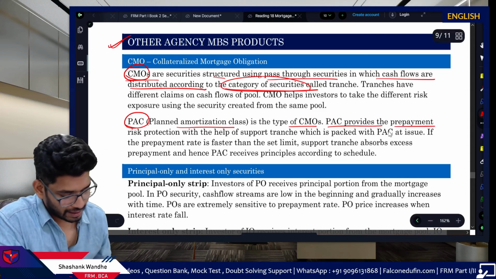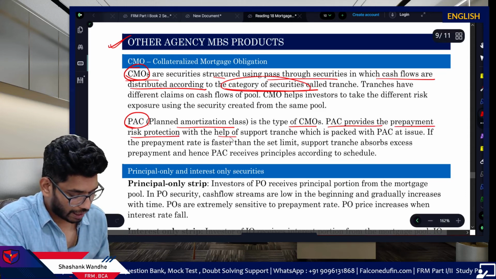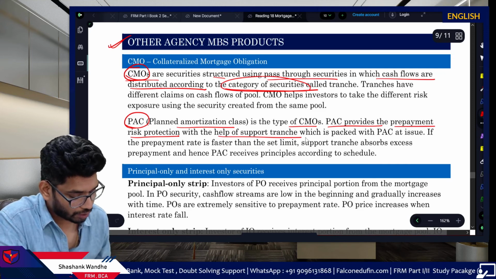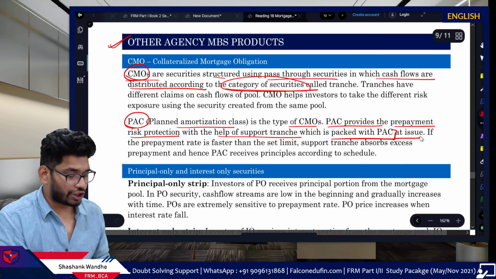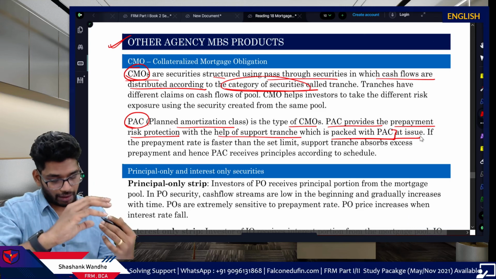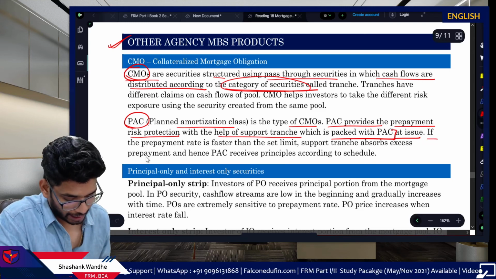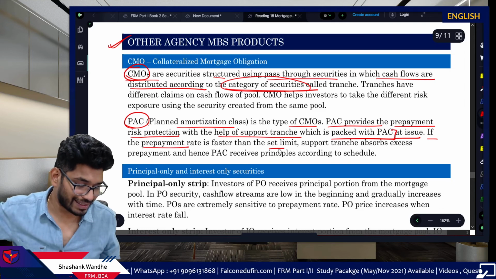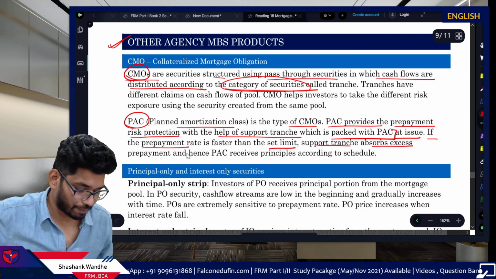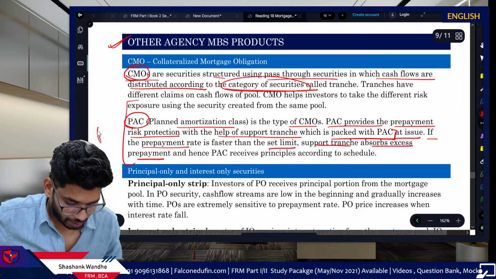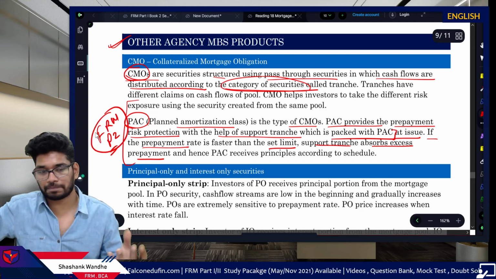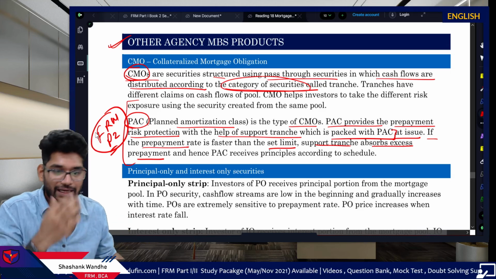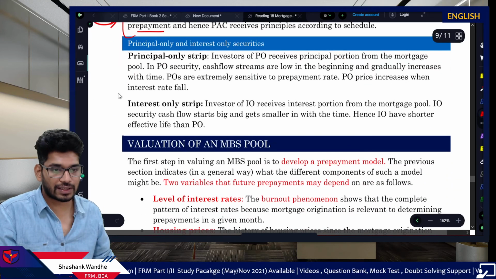So PAC provides a prepayment risk protection with the help of support tranche, which is packed with the PAC. Okay, at the issue. So there will be CMO and then it will be with the PAC. And if the prepayment rate is faster than the set limit, the support tranche will absorb the excess prepayment. Good if you understand this in FRM Part 2. Okay, right now this is discussed in very summarized manner. It is difficult to understand it here.